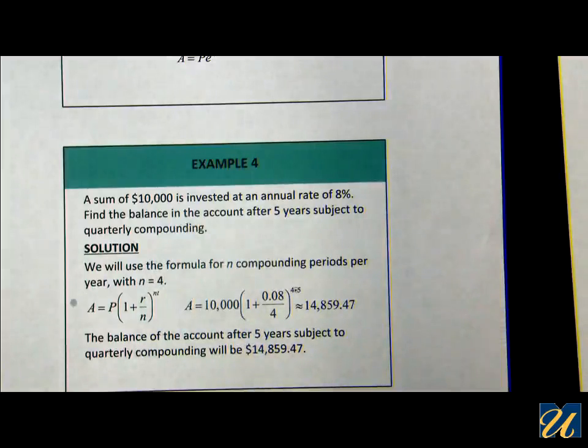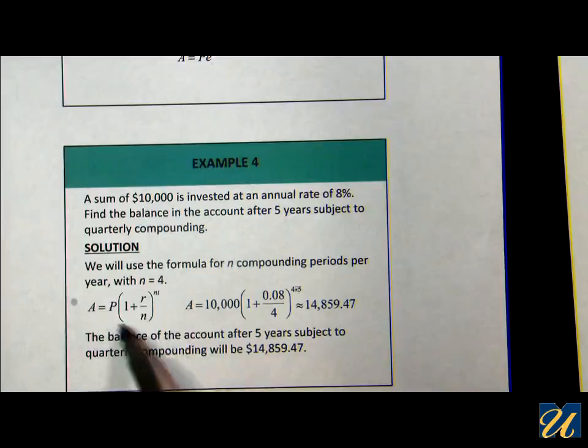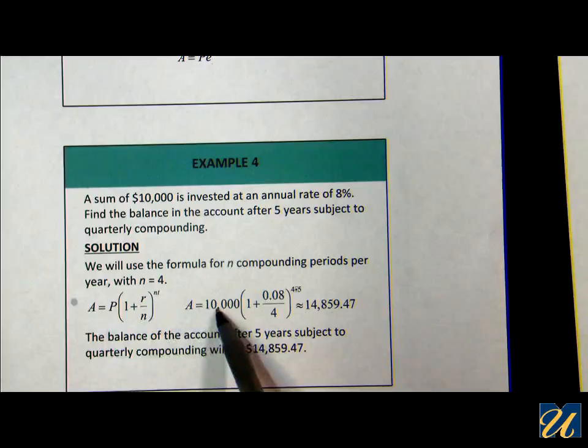So quarterly compounding means 4 times per year. If it were monthly compounding, that would be 12 times per year. Daily compounding would be 365 times per year. So we'll take our formula, here it is. We'll substitute in the initial amount invested, that's $10,000.